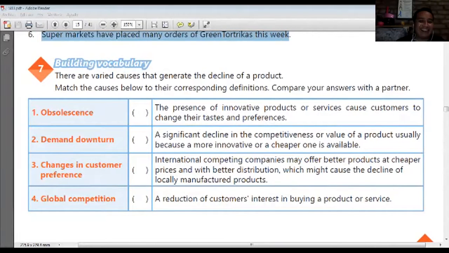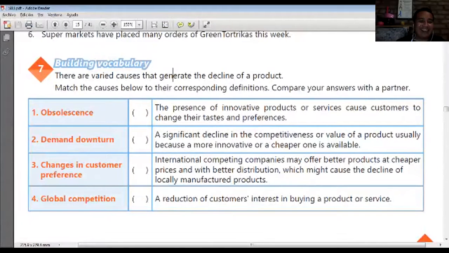Okay, let's continue with page 15. Building vocabulary. There are varied causes that generate the decline of a product. How does a product decline? Match the causes below to their corresponding definitions. Compare your answers with a partner.